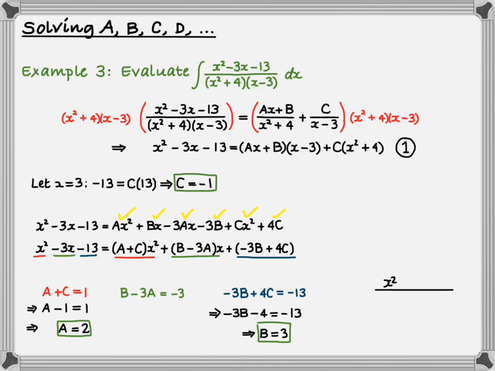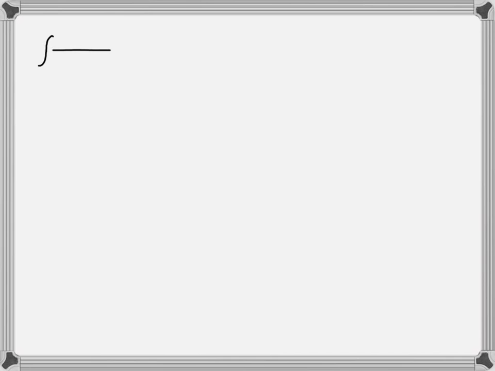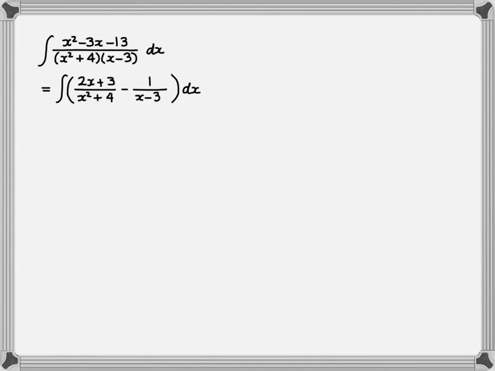We can now decompose the fraction x squared minus 3x minus 13 over (x squared plus 4)(x minus 3) into the two fractions (2x plus 3) over (x squared plus 4) plus negative 1 over (x minus 3). And now we are ready to evaluate the integral. So the integral of (x squared minus 3x minus 13) over (x squared plus 4)(x minus 3) dx is equal to the integral of (2x plus 3) over (x squared plus 4) minus 1 over (x minus 3) dx.